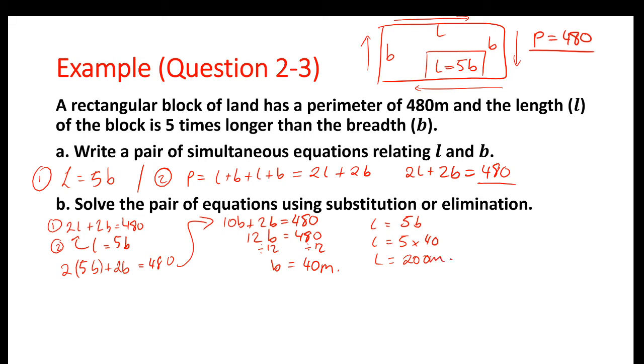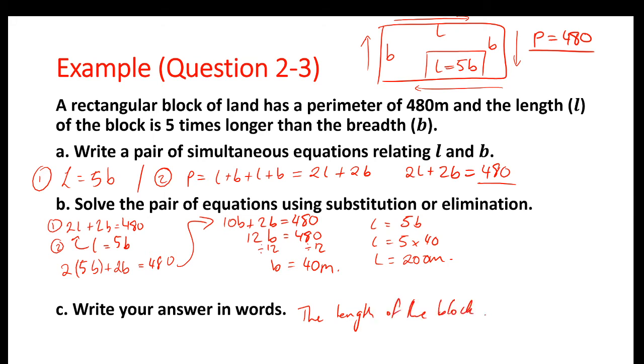Okay, so 200 plus 200 is 400. 40 plus 40 is 80. And 200 is 5 times the size of 40. So last but not least, write your answer in words. The length of the block is 200 meters and the breadth is 40 meters. Just like that.